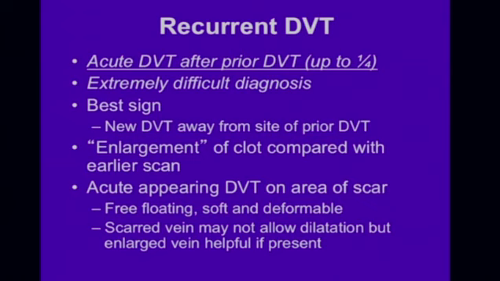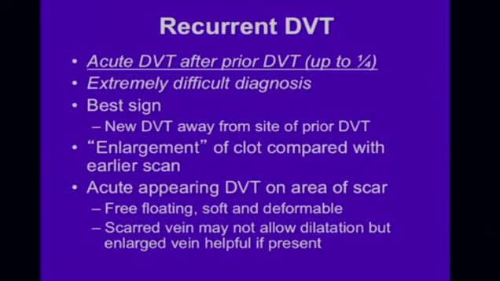Recurrent DVT can occur in up to a quarter, and that's a new episode of acute DVT after prior DVT. This may occur at the site of scarring, or it may occur in an entirely new place. It can be a very difficult diagnosis, particularly if you don't have a baseline at the end of treatment when patients return with symptoms. So the best sign is a new DVT away from a site of prior DVT, or enlargement of the clot compared with an earlier scan.